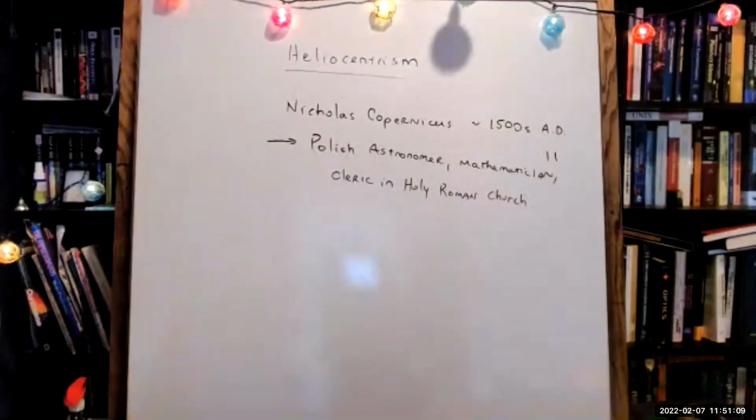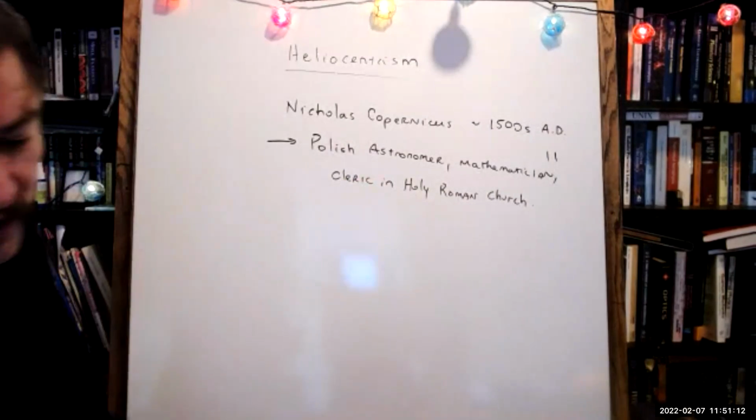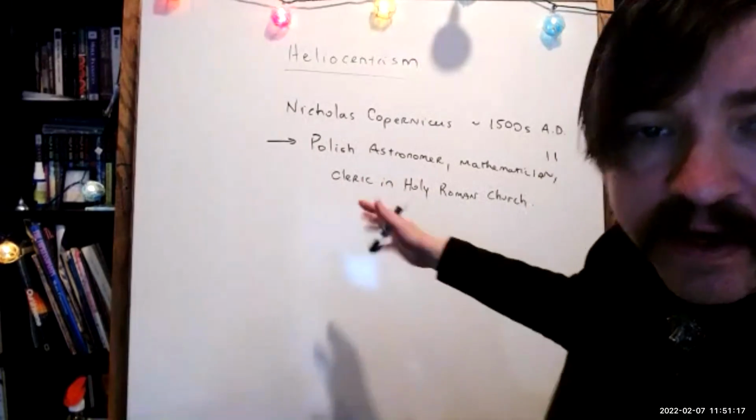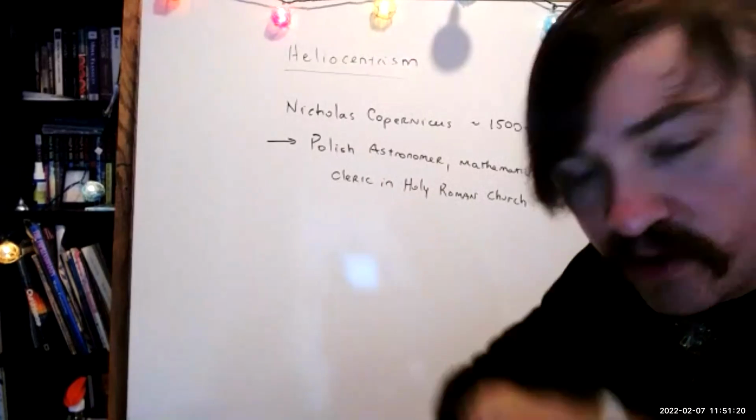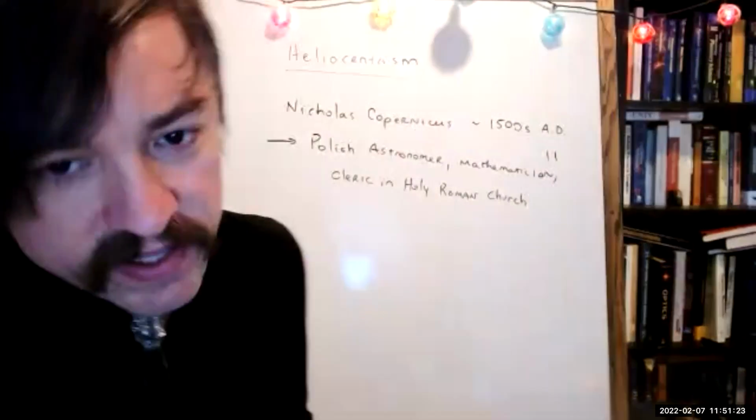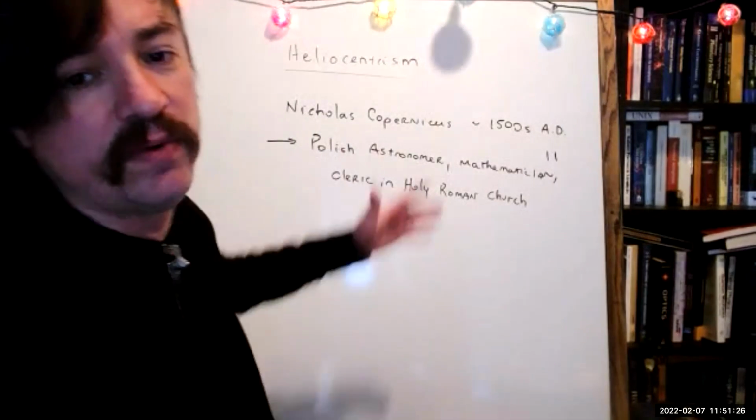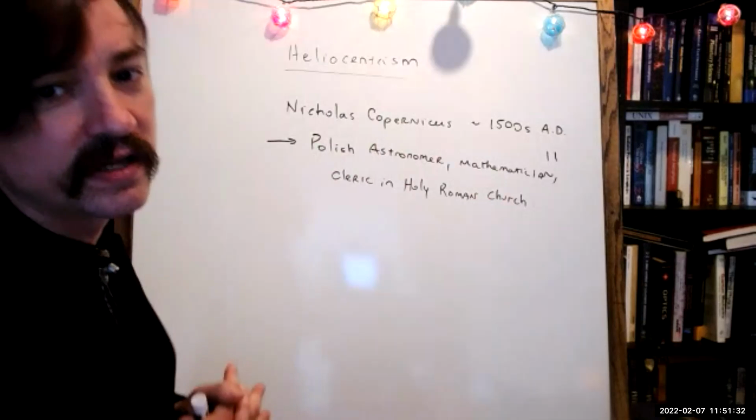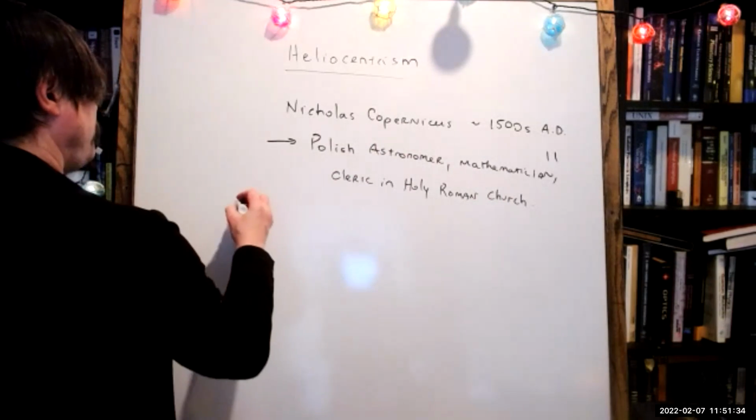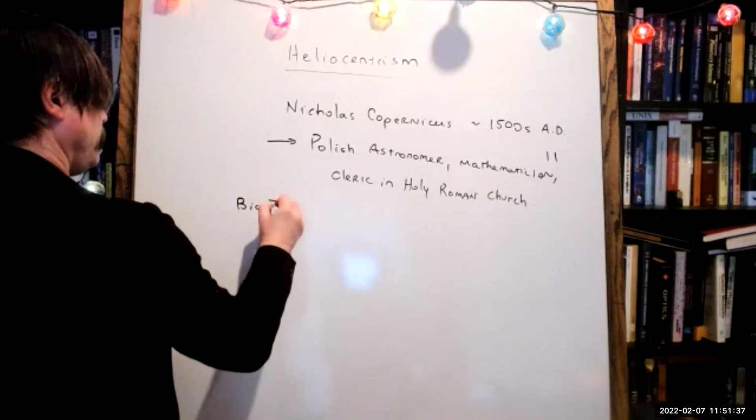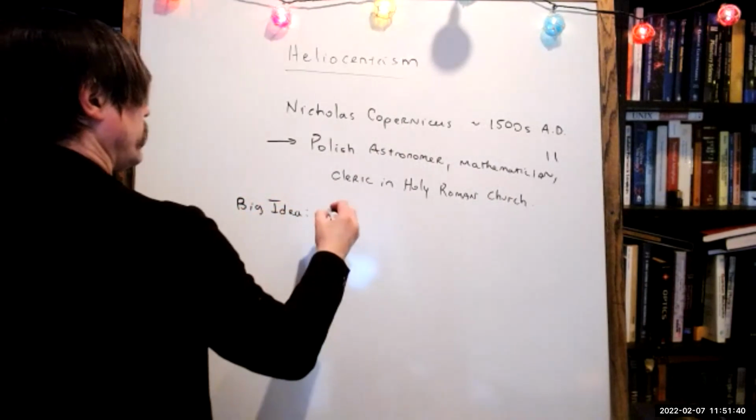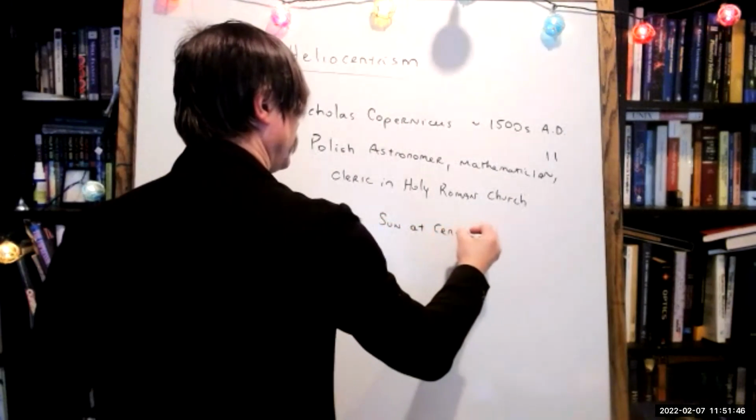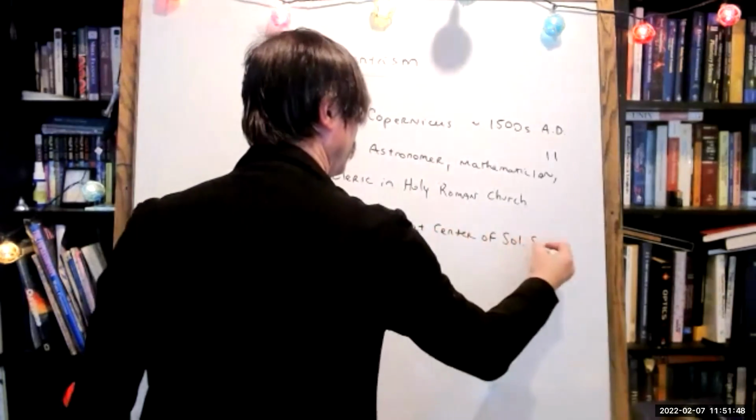I think this was before Protestantism. So the Holy Roman Church, at the time of Nicholas Copernicus's dabblings, was the dominant political institution all throughout Europe. It was not just a religion, it was also a government, right? And he was a functionary in that government who probably performed mathematical calculations and God knows what else. And his big idea was to place the sun at the center of the solar system.